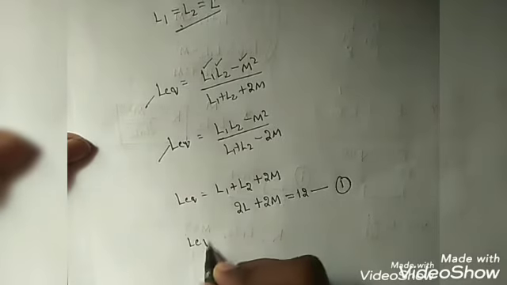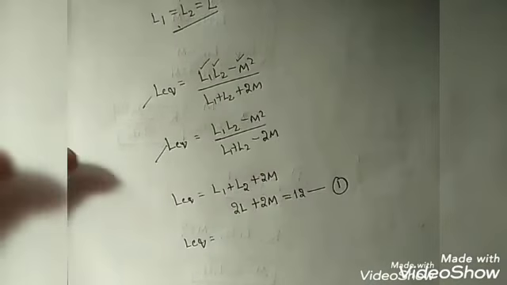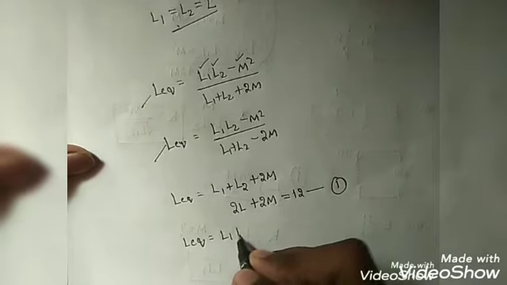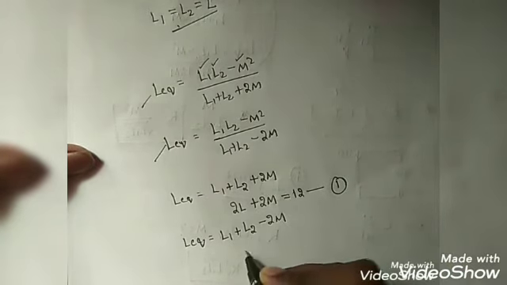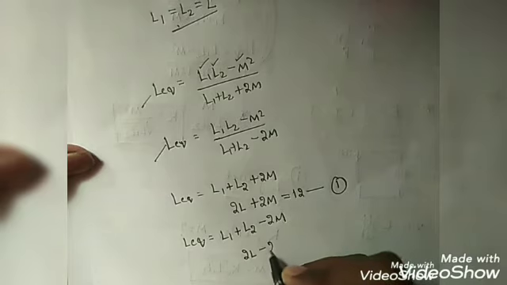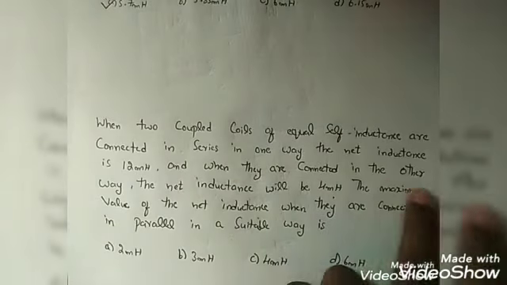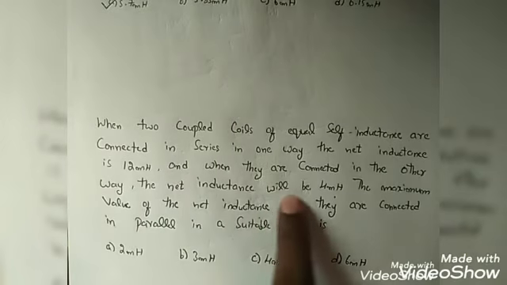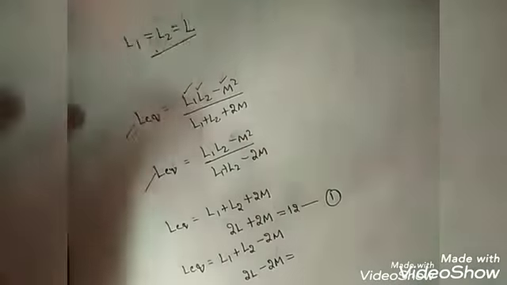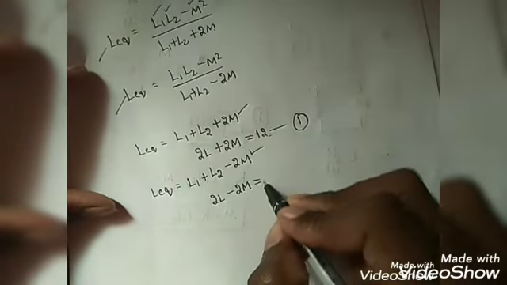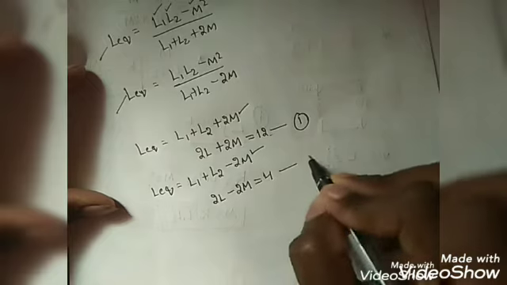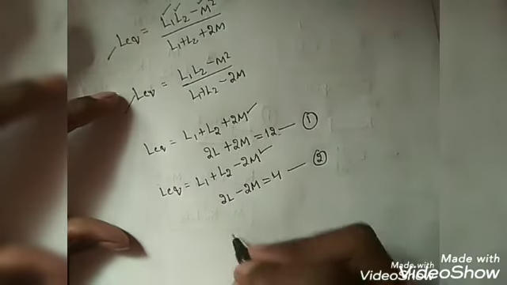The other way of calculating the equivalent inductance in series is L1 plus L2 minus 2M, so 2L minus 2M is equal to 4 millihenry, since they are connected in the other way. If it is connected in this way, the net inductance is 12 millihenry, and if it is connected in this other way, the net inductance is 4 millihenry. Consider this as equation 2.